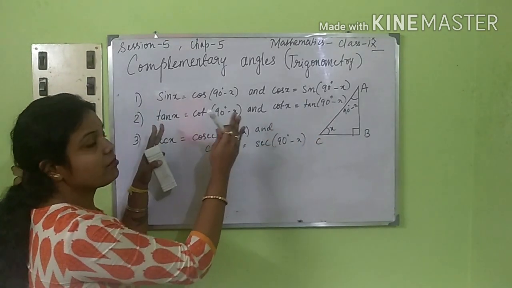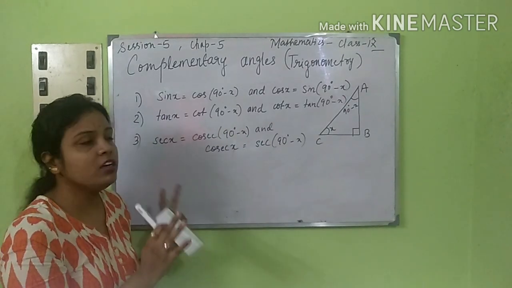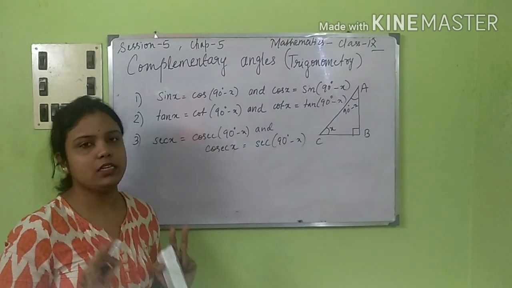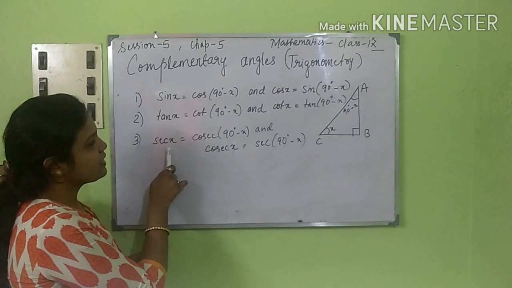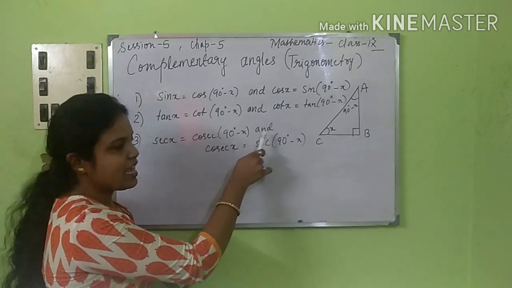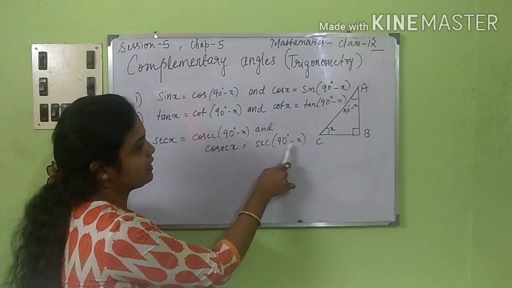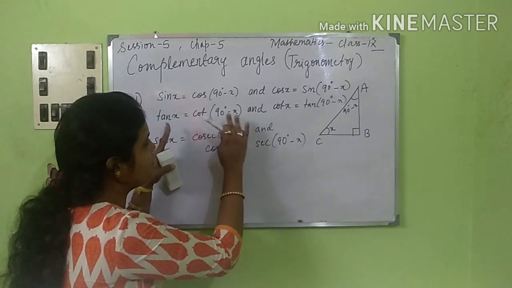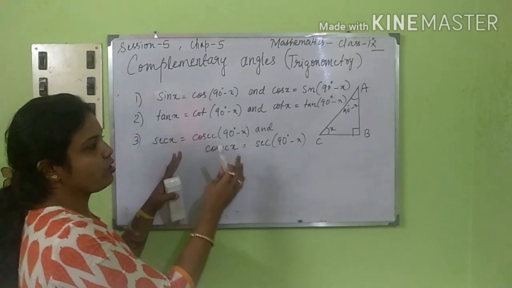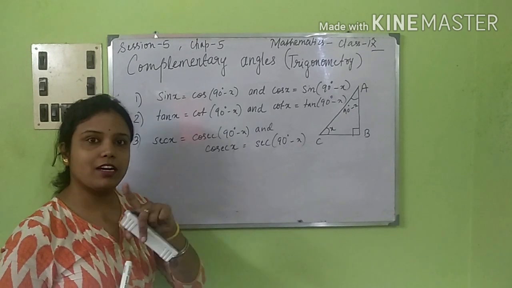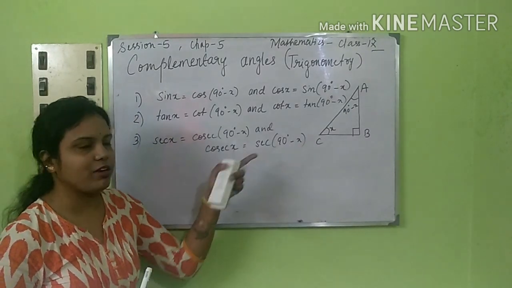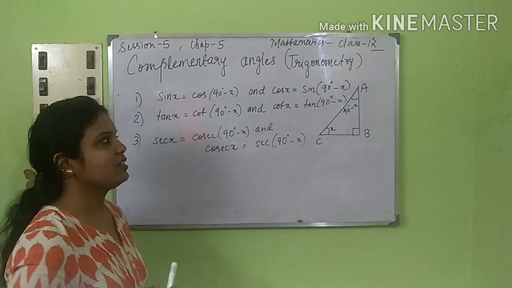You need to learn these formulas. These are one type of formula, which you will require while doing the sums. Next, sec x equal to cosec 90 degree minus x, and cosec x equal to sec 90 degree minus x. The rest four you can also derive from here. That can also be your homework. You can try it. Okay, next.